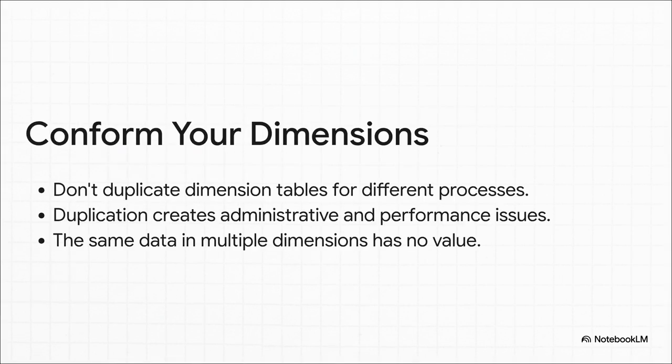Now, here's a trap that's really easy to fall into as your warehouse grows: creating separate, duplicate dimensions. Just imagine having one customer dimension for your sales data and a totally different one for your shipping data. Which one is right? You've now got two sources of truth. The solution here is to create a single, conformed dimension that the whole business uses. One customer table to rule them all.